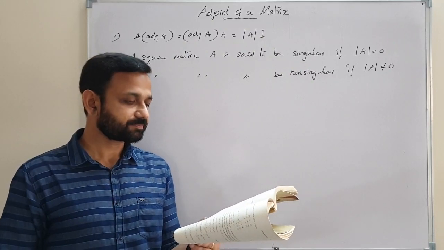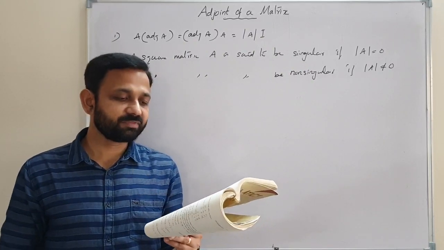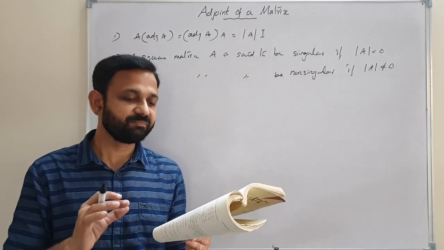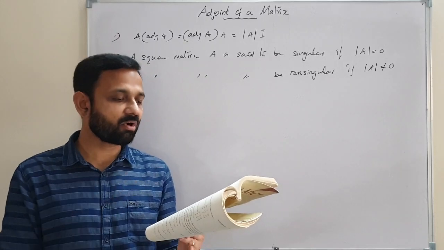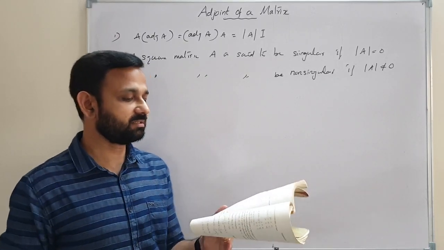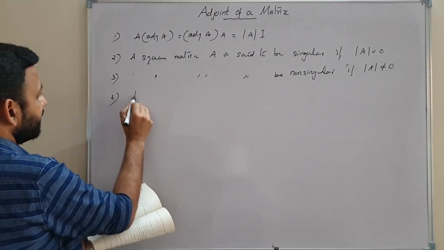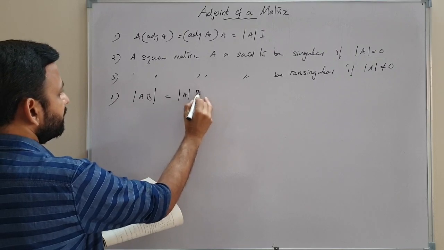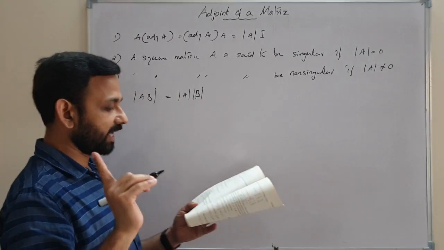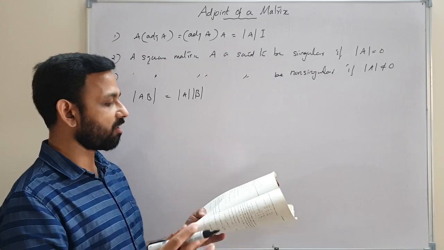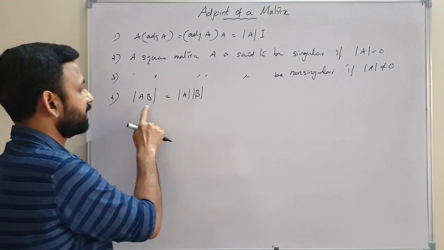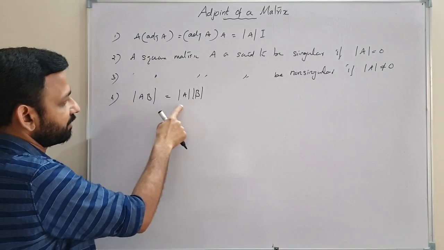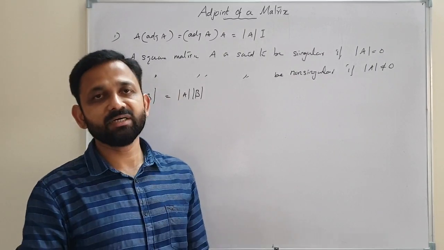And one more result: the determinant of the product of the matrices is equal to the product of their respective determinants. That is the fourth property: determinant of AB is determinant A into determinant B, where A and B are square matrices of the same order.